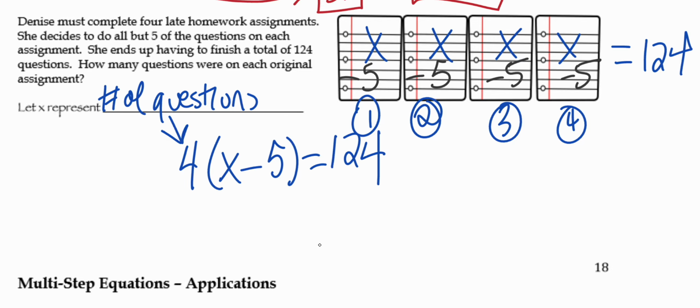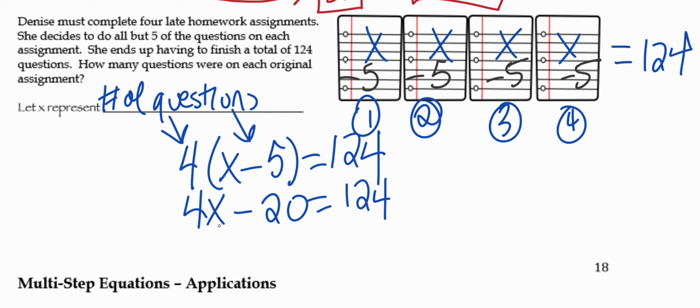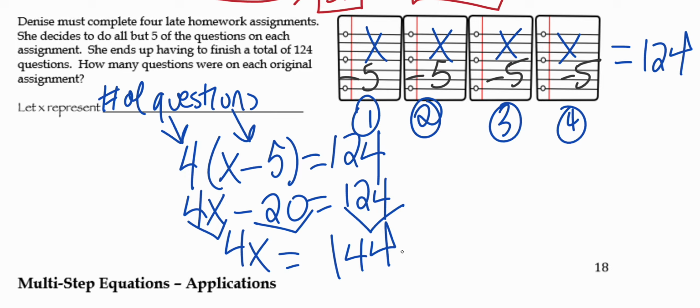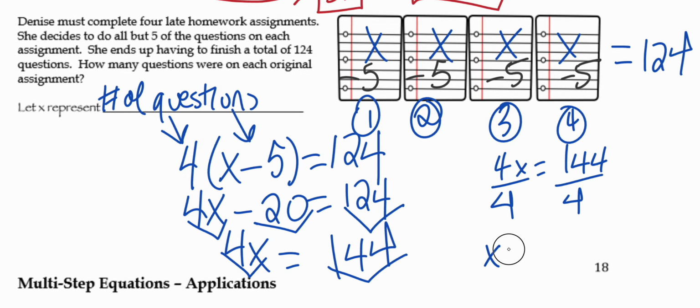Here's the number of assignments, 4. Here's how many problems she's going to do on each, X minus 5. They each started with X. She took 5 off of each one. Multiplying out using the distributive property, here is what she would have originally completed, 4X. Here's the 20 total questions she skipped for a grand total of 124. We add back on the 20 questions she would have skipped and say that the 4 regular assignments were a total of 144, and because they are all the same, we divide by 4, and we end up with X is equal to 36 questions.